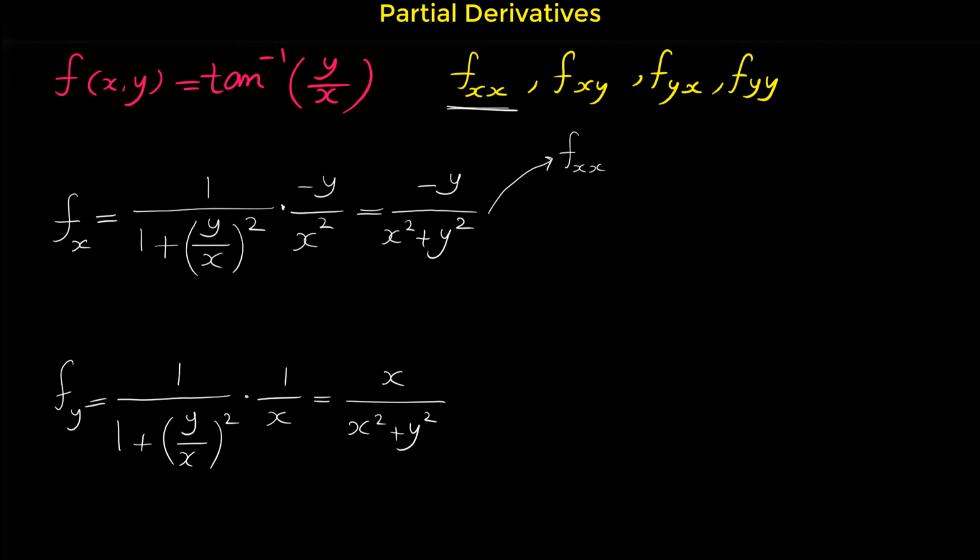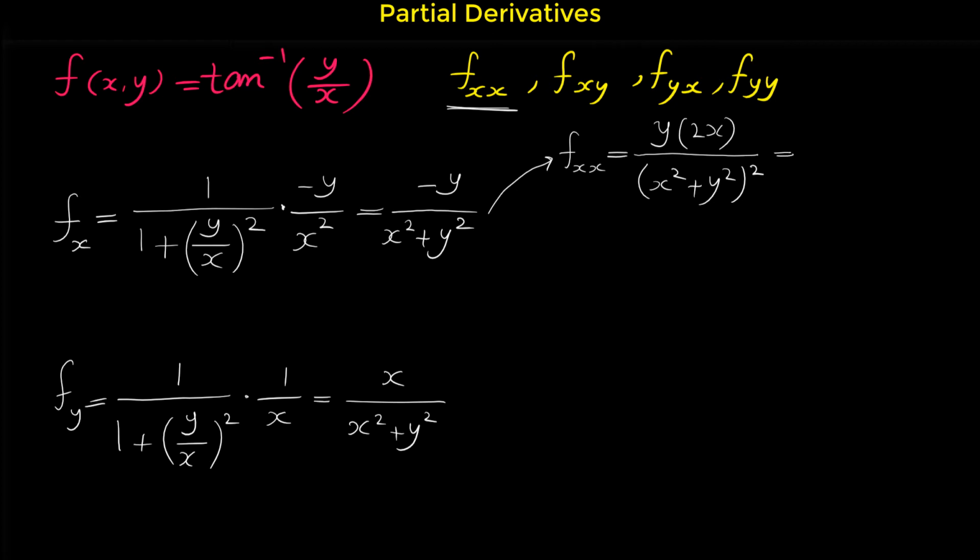So f sub xx is the derivative of this fraction with respect to x. If we use quotient rule, derivative of the top function is 0 times bottom is 0 minus derivative of the bottom function times the top function. The top function is negative y, but don't forget we have a negative in the formula of quotient rule. So we have y times derivative of the bottom, which is 2x, all over x squared plus y squared squared.